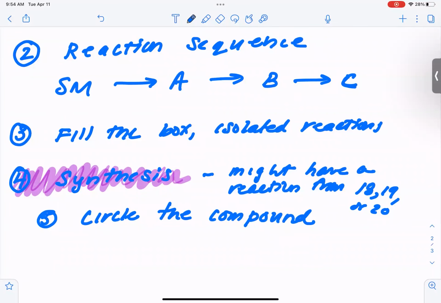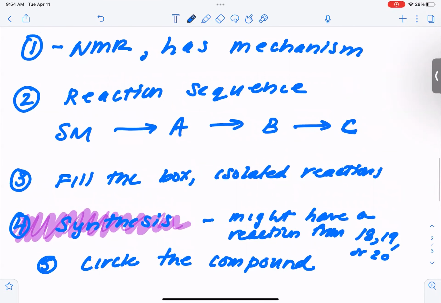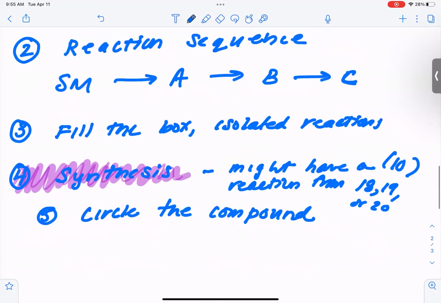All right, so that's how it's going to be laid out. The other thing that I will do is the synthesis will be only 10 points, because I know that's one of the harder things for you guys. So keep that in mind. But that means your points are going to be spread out more. So that NMR mechanism question's probably going to be like 20 to 25 points because it's a mechanism, you have to go through and show me the electrons and everything.